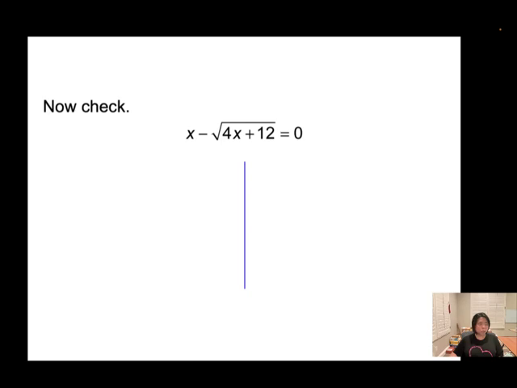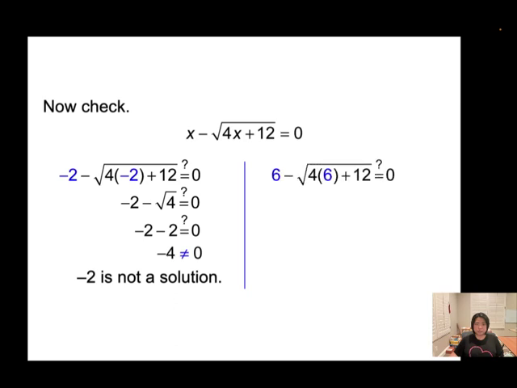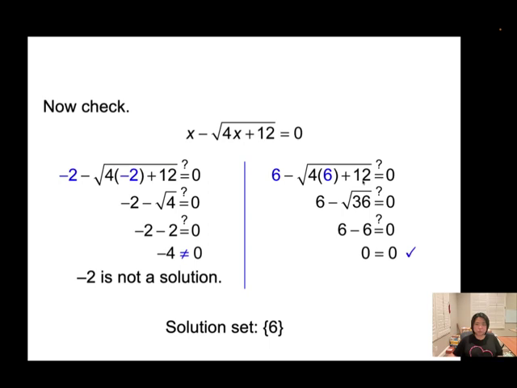One is x equal to negative 2. Okay, plug it in. So you're gonna get negative 4 not equal to 0. This is a false statement. So we know that negative 2 is not a solution. We're gonna reject it. Now, we're gonna plug in x equal to 6. So that will be 24 plus 12, which is gonna be square root of 36. And then that's equal to 0. This is a true statement, right? So we only have one solution, x equal to 6.